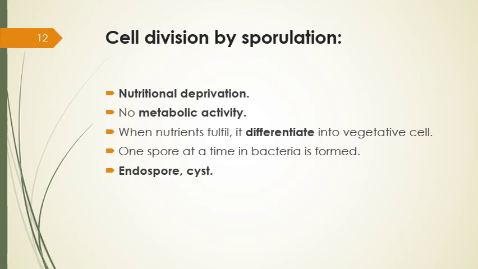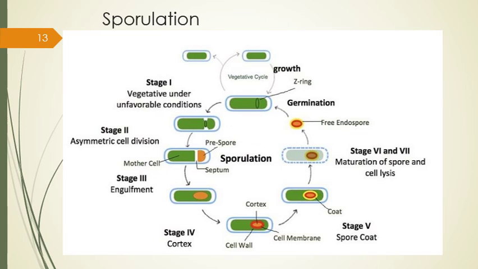One spore is formed in the bacteria at a time and begins with invagination of the membrane around a small part of the bacterial chromosome, generating an endospore, or cyst. Stage wise representation of the sporulation method.